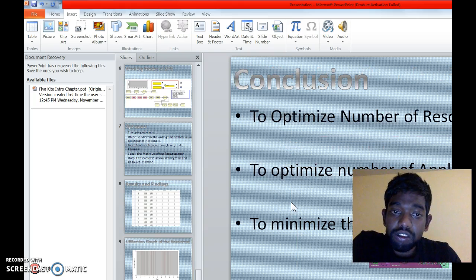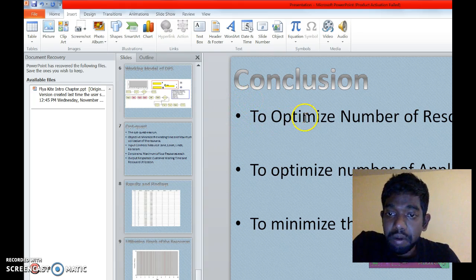My main conclusions for the simulating model are to optimize the number of resources, to optimize the number of applicants, and to minimize the total time in the system. And the values are briefly explained in the report.